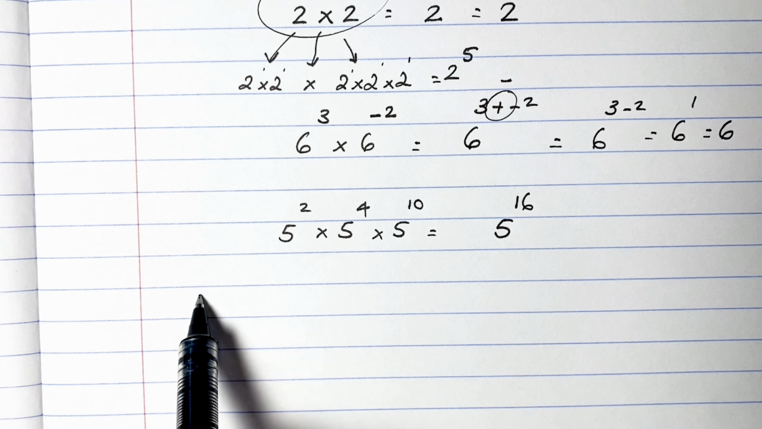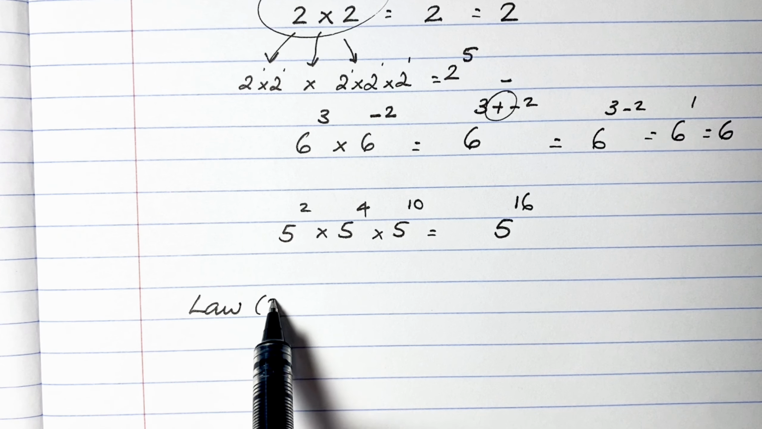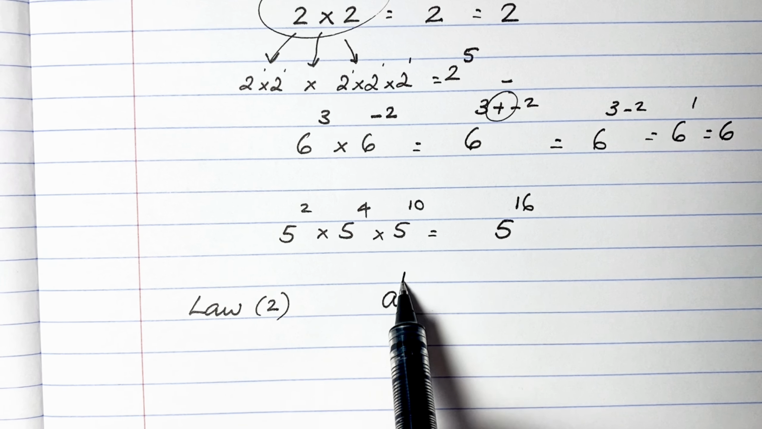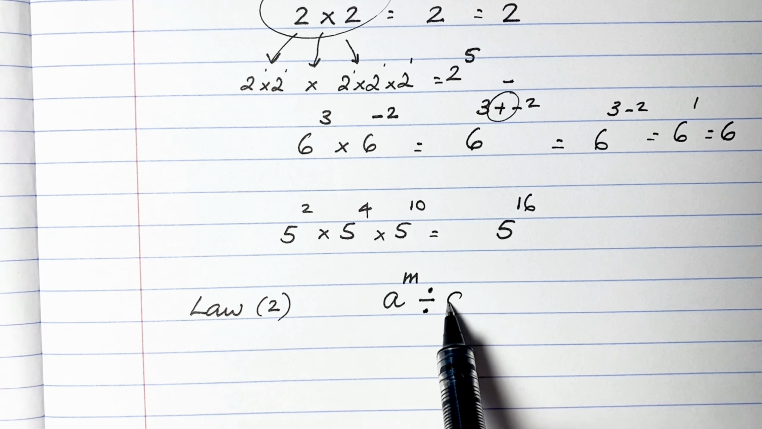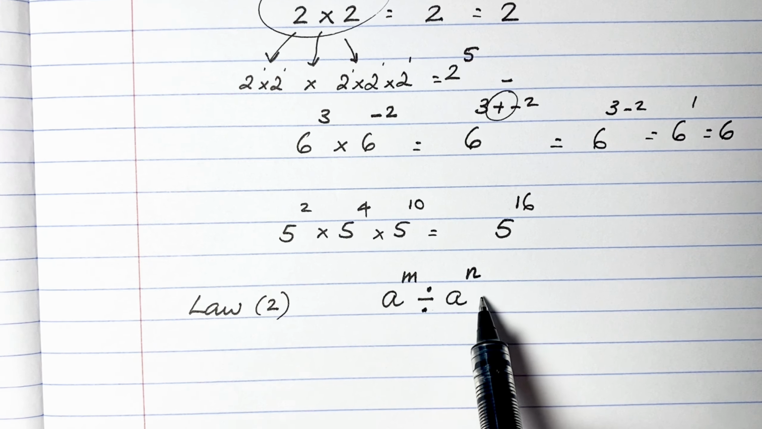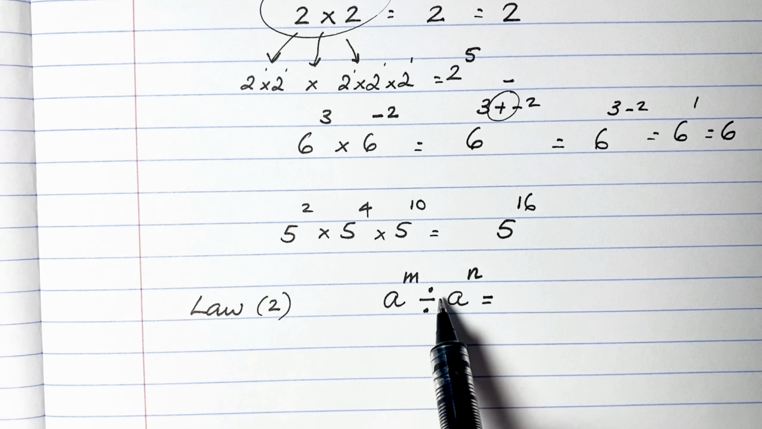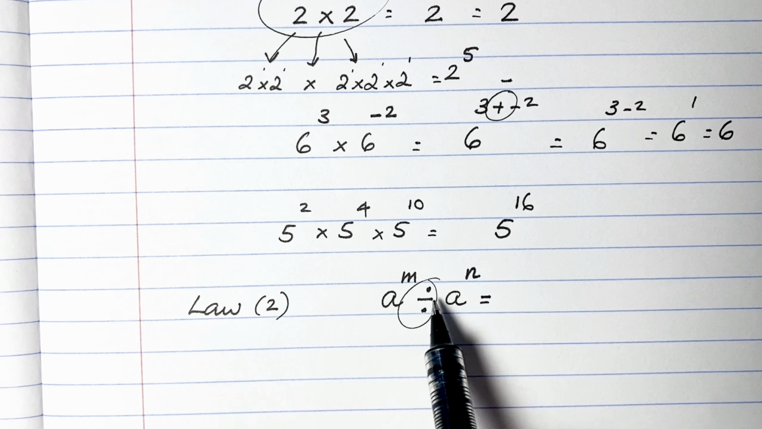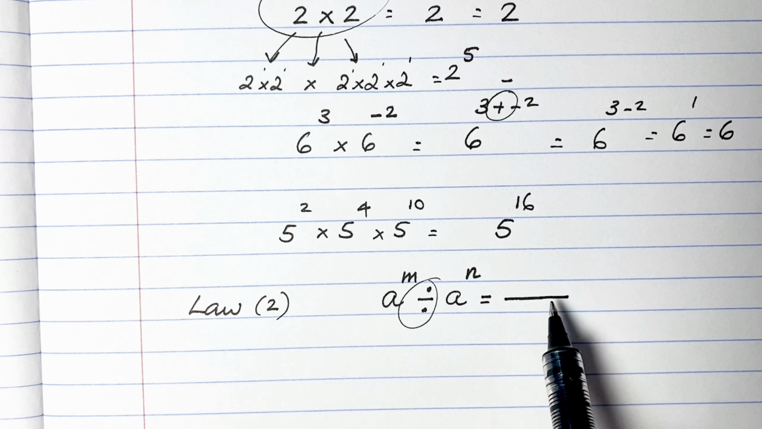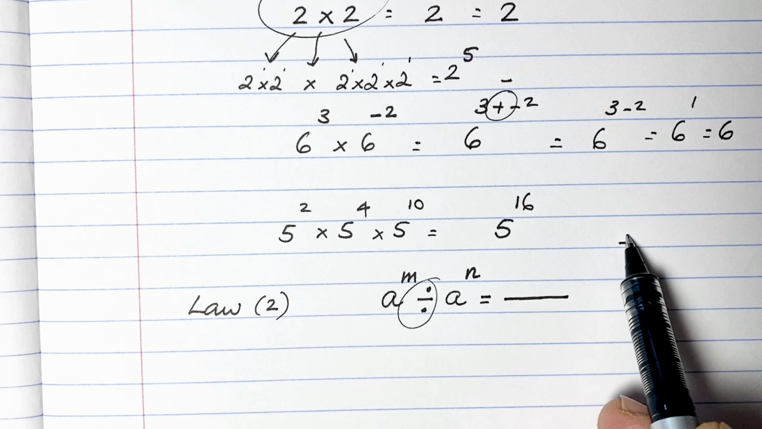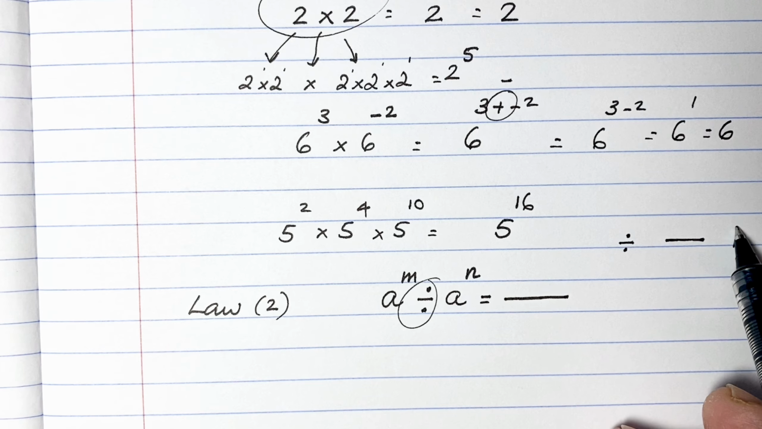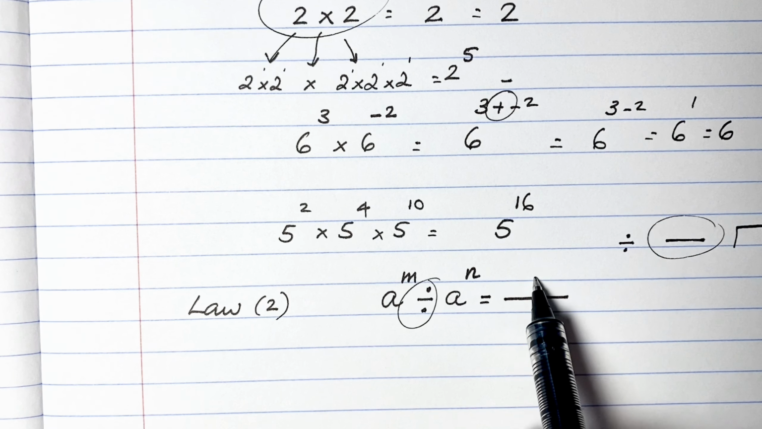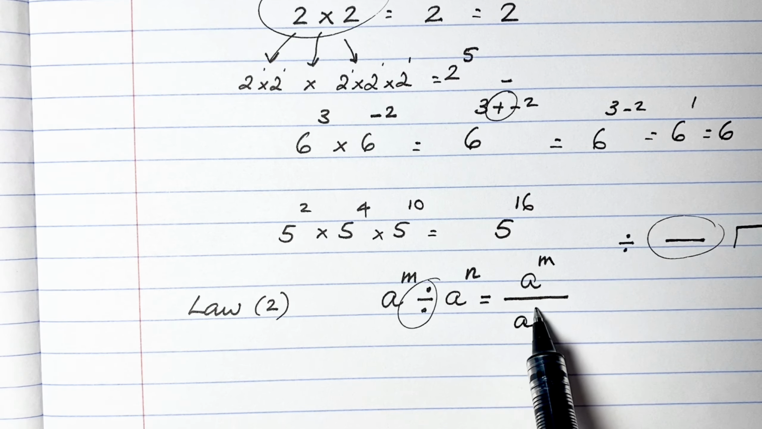Let's go to law number 2. This is when you divide. Say you got a to the power of m divided by a to the power of n. Well, as an advice, I always tell my students, do not use that symbol of divide as long as you can help it. Change that to a fraction line. Because we've got 3 symbols: divide, divide, and divide using bus-stop method. This is the one I want to use. So it would be a to the power of m divided by a to the power of n.